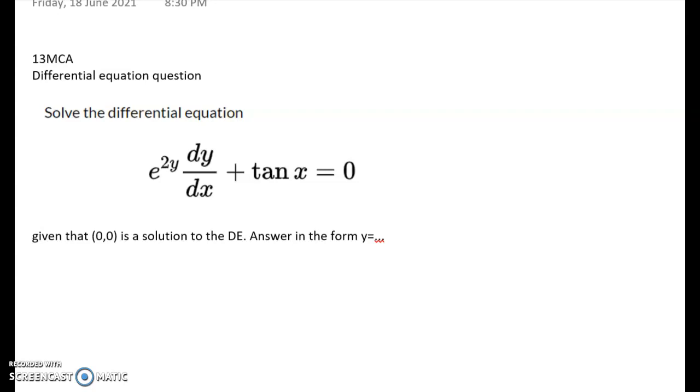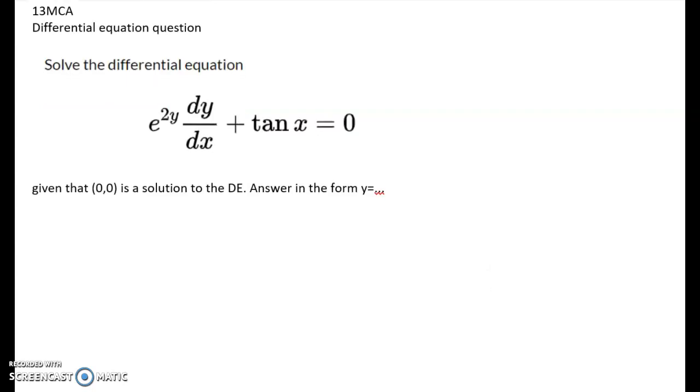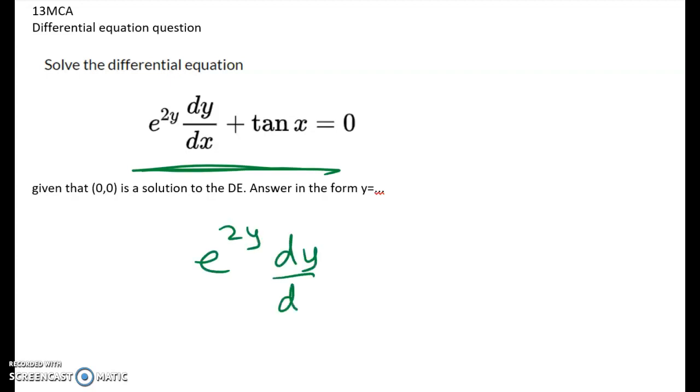So you're asked simply to solve this differential equation, and you're given a point on the curve of the solution. So obviously the only thing we really know how to do with DEs is to separate the variables, so we need to take this and do that step first. So let's rewrite it as follows: e to the 2y times dy by dx equals negative tan x.